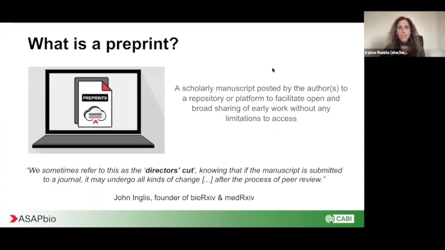Another way of describing a preprint, which I quite like, is an analogy offered by John Inglis. John is the founder of the preprint servers bioRxiv and medRxiv. And he suggested that a preprint is similar to the director's cut of a manuscript, essentially a version of the paper which the authors are ready to share with the community because they consider it an accurate representation of their work, but knowing that the paper may later undergo changes in response to feedback or peer review.